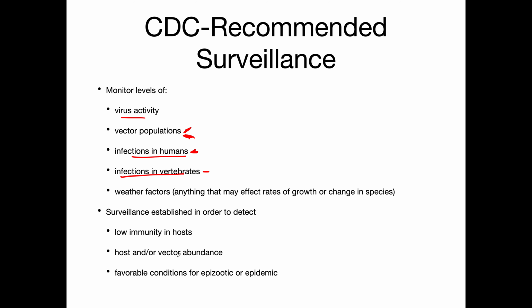Surveillance is usually used to detect if there's low immunity in hosts. We want to know if there's an excess, or what we call a vector abundance. And we're also looking to see if there's any kind of favorable condition that would promote epizootic or epidemic type diseases. So the Zika outbreak here in South Florida was considered a small epidemic. Epidemic and outbreak are oftentimes used interchangeably. Now, that was an epidemic.